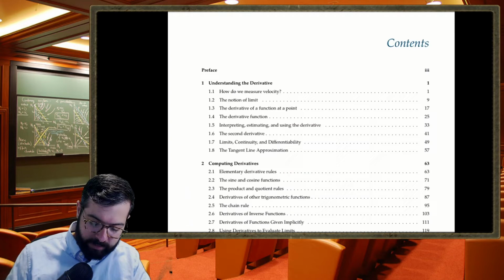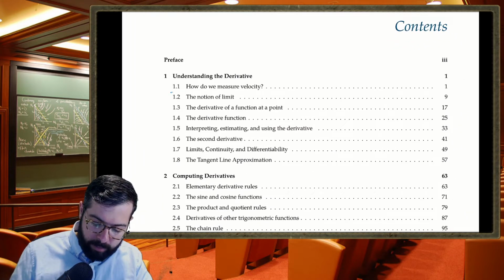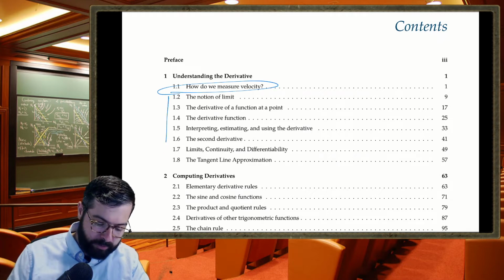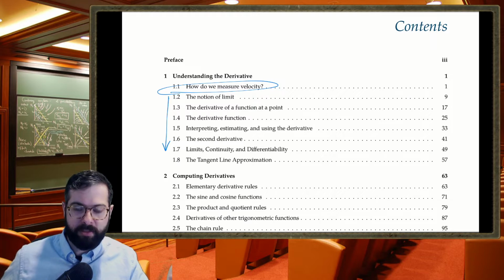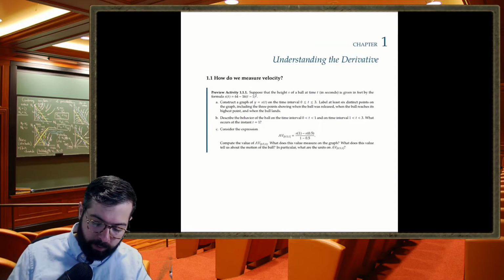Our first chapter is understanding the derivative. Okay, so we're going to first start off with this idea of recalling how do we measure velocity, and let this drive us to the derivative function, which is really the big idea of this course. Okay, it is the biggest thing that we'll be studying. So I like the fact that we'll just be jumping right in.